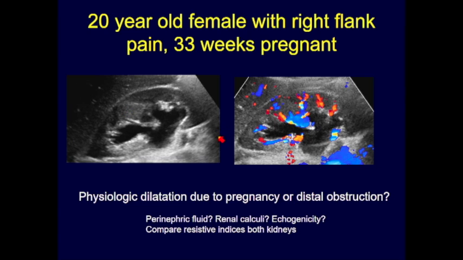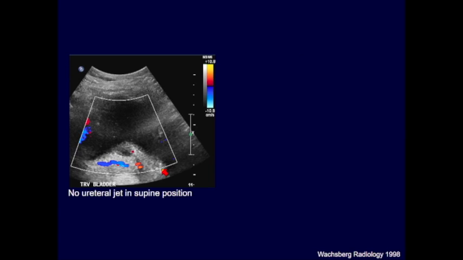We can compare the resistive indices of both kidneys. There are studies that have shown that an increased resistive index in the side that is dilated can be due to obstruction rather than physiologic dilatation. And then we can also look at the urinary bladder for jets.